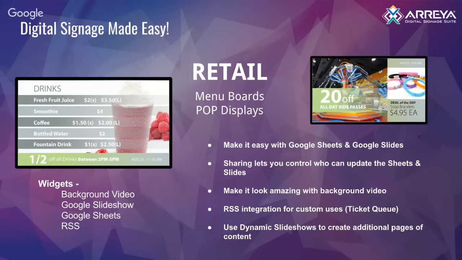And then one place that does get a little more interesting now that we have dynamic slideshows is you can take one of these static displays like the one at the top right about the deal of the day, and you can make that a little more dynamic by creating a second page of content that might highlight the rides that you're getting a pass for or highlight the snap bracelets that are on sale. And again, that extra movement and motion on the display is going to help attract more customers.